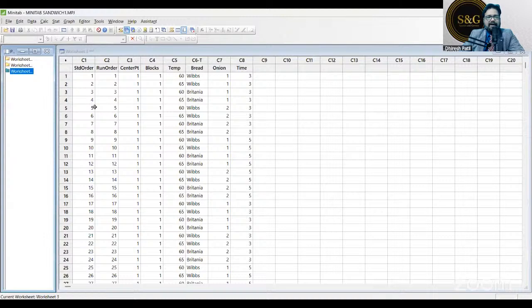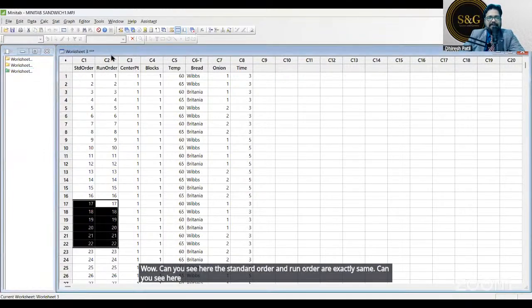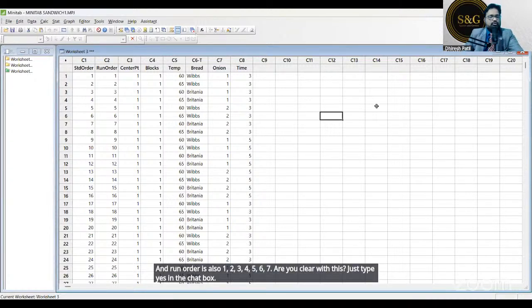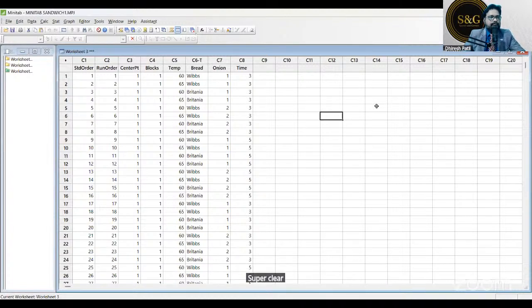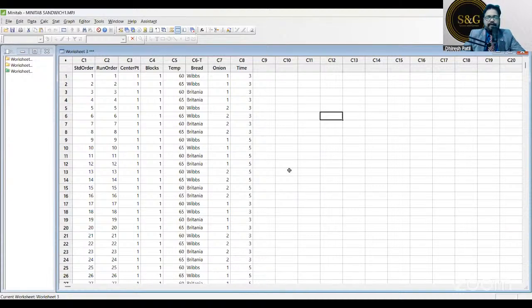Wow. Can you see here? The standard order and the run order are exactly same. Can you see here? 1, 2, 3, 4, 5, 6, 7. And run order is also 1, 2, 3, 4, 5, 6, 7. Are you clear with this? Just type yes in the chat box. Super clear with this? आप करके देखिए so that you'll get the confidence about it. Okay. Very good.